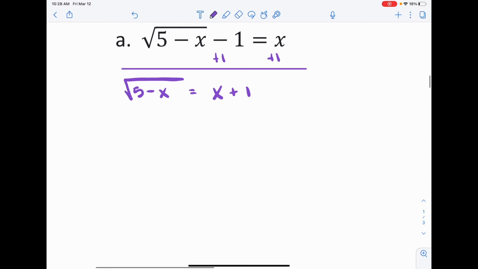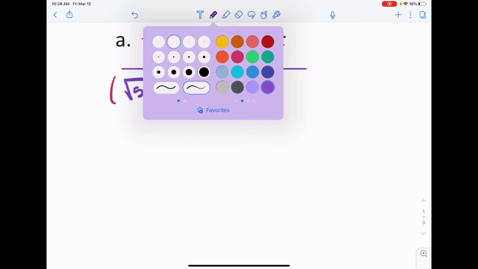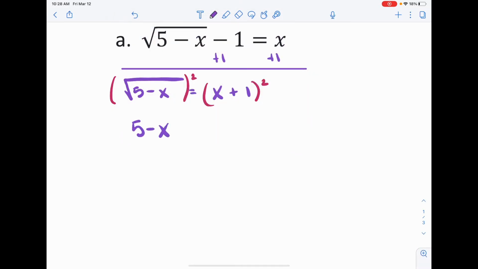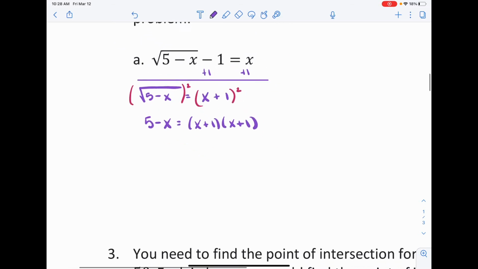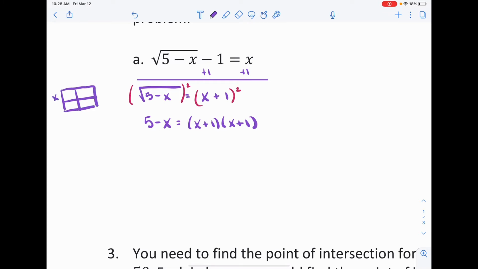All right, now we're ready to square both sides. Now we're left with 5 minus x is equal to x plus 1 squared. Well, x plus 1 squared, that's x plus 1 times x plus 1. So we are going to have to multiply that, so I'll do that over here. We've got x and 1 and x and 1. We've got x squared, 1x, and 1. So that's equal to x squared plus 1x plus 1x plus 1. So that's x squared plus 2x plus 1.